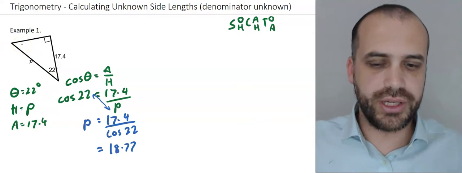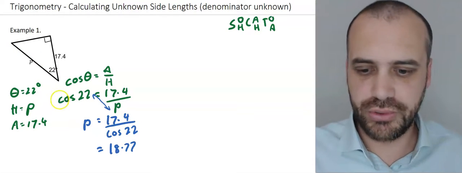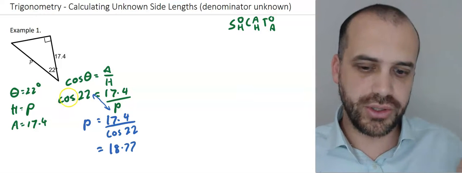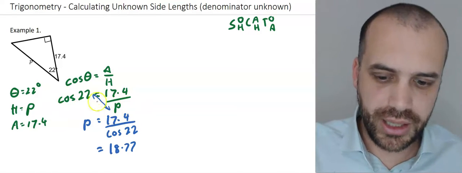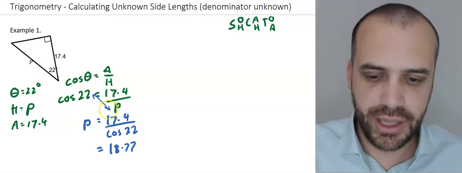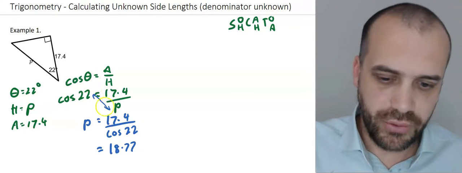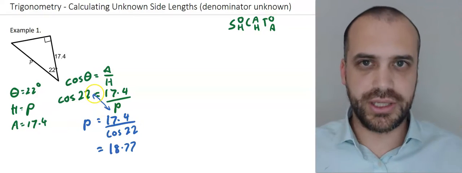Now I could do 100 examples of this, but it doesn't really matter. You choose the ratio, whether it's sine, cos, or tan. You end up with a letter on the denominator, and then you multiply and divide by cos 22 and P, which has the effect of moving one and moving the other. You can do this. Go!